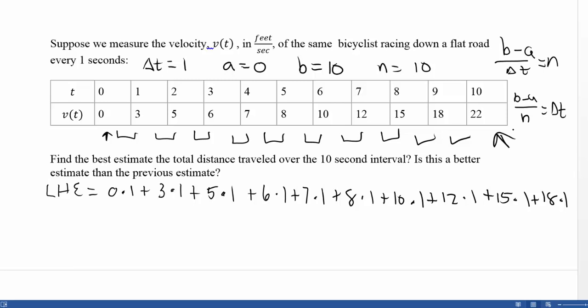So again, I need to add up all of these numbers to get my left-hand estimate. When I add up all these numbers, I'm going to get 84.